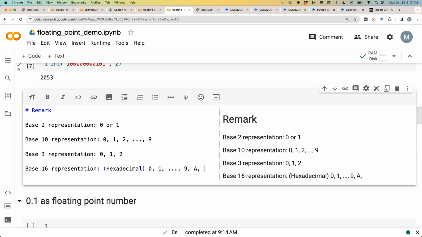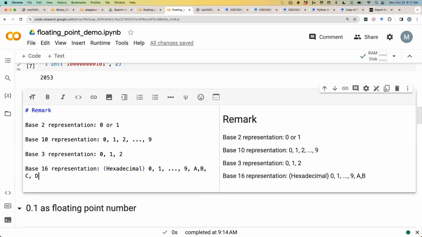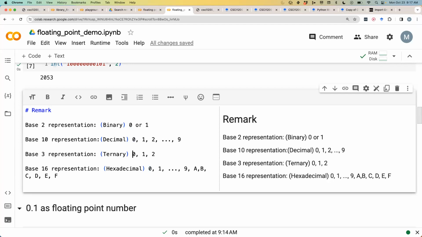For example, A. In this case, the standard version would be A, B, C, D, E, F. Okay, that will be 6 characters and 10 digits. That will be our base 16 representation in hexadecimal form. So base 16 is called hexadecimal. Base 2 is called binary. And base 10 is called decimal. And of course, base 3 is called ternary, and so on.